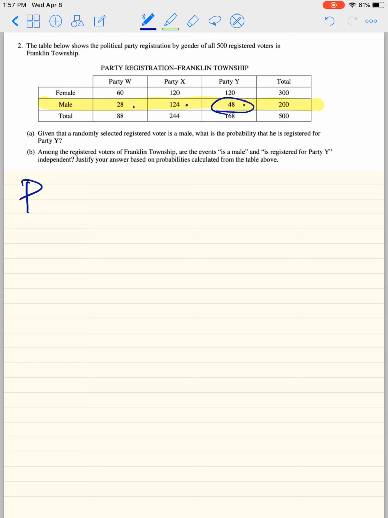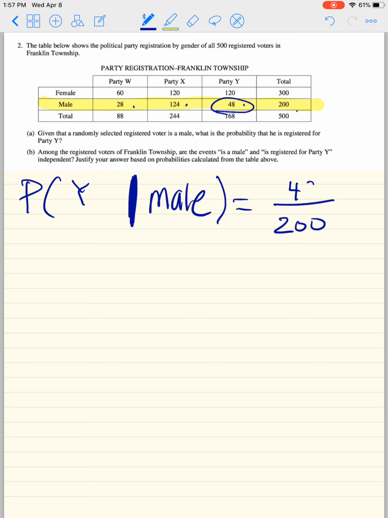So the probability, I'm going to do the notation, Y given male, so it has to come after the line because that's going to be our denominator. What's the probability that he's registered for party Y? So out of the 200, I'll pick 48. And that's it. Yep, that's an AP question.